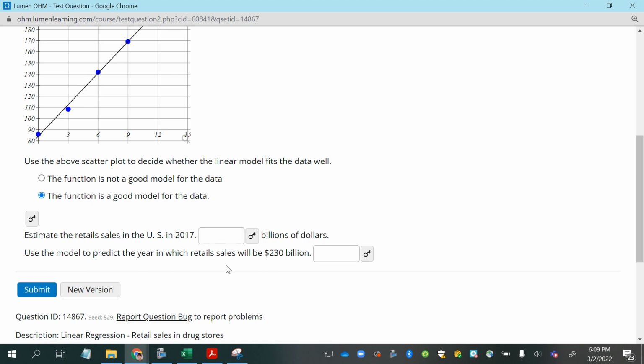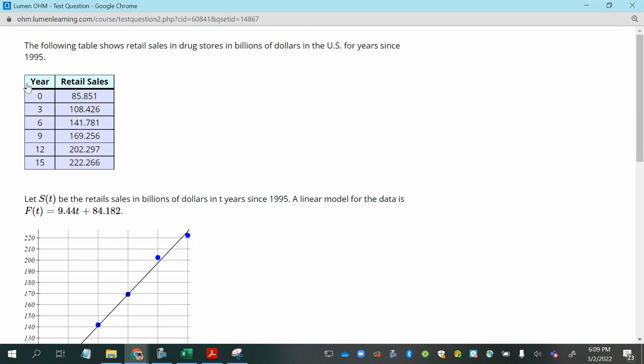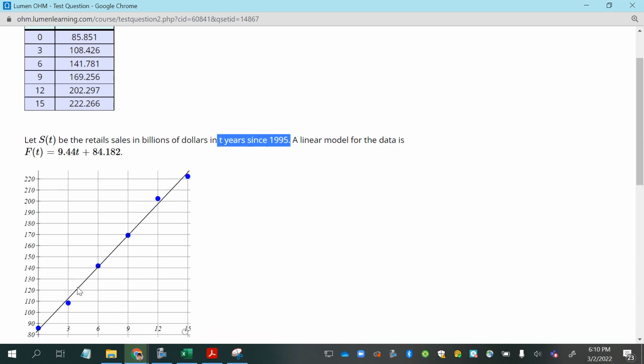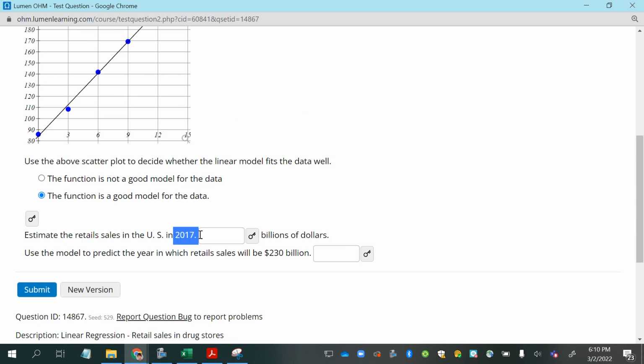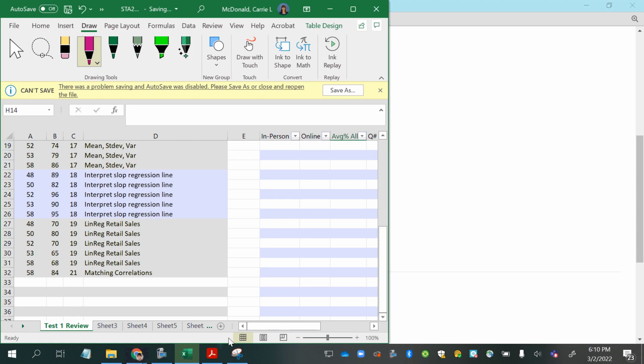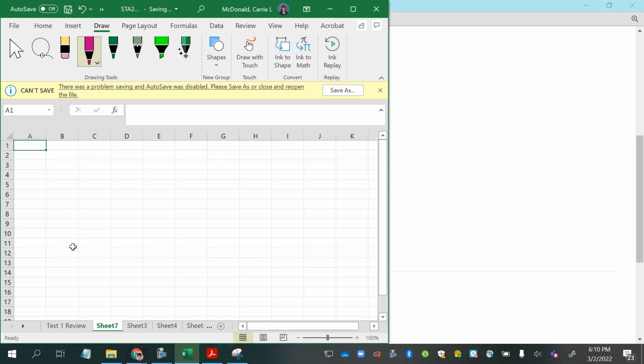Then the next part says to estimate the retail sales in the US in 2017 in billions of dollars. So knowing that the year is represented here by your t value, and t is years since 1995, what we're going to do is take the 2017 and find out how many years since 1995 that is. So you would be subtracting 2017 minus 1995, and that's going to be your t for this problem.